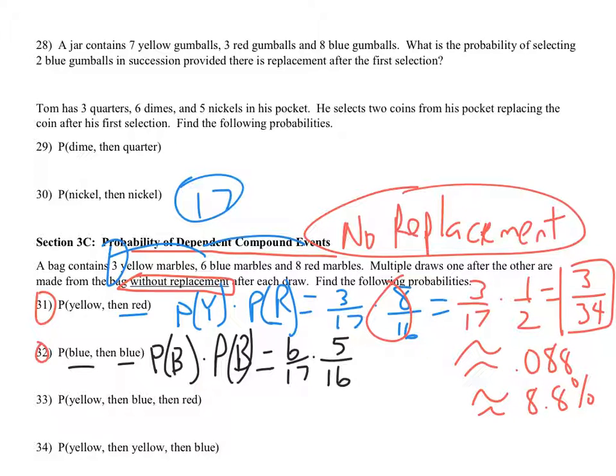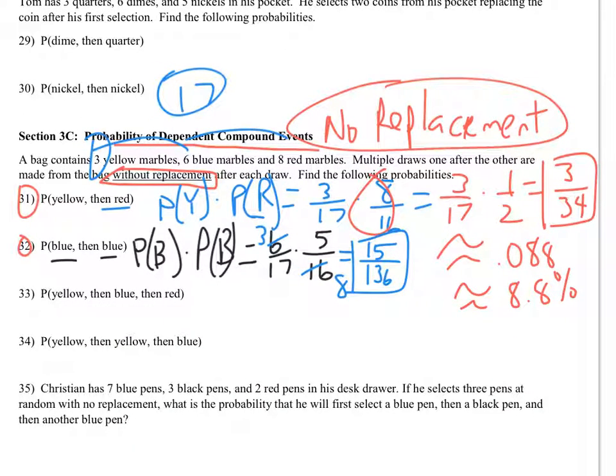Now I could do some cross canceling here to make my numbers smaller. 2 goes into 6 3 times, and 2 goes into 16 8 times. Just makes your numbers a little bit smaller. So 3 times 5 would be 15, and then on the bottom I have 17 times 8, which is 136. So as a fraction, that can't be reduced any further. There's my answer. And let's go ahead and divide those and give the approximate decimal and percentage. So 15 divided by 136 on my calculator is about 0.110, which, if I make that a percentage, I move my decimal over 2, is about 11.0% or about 11%.